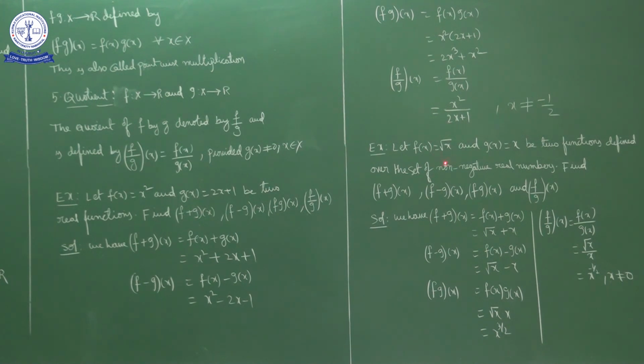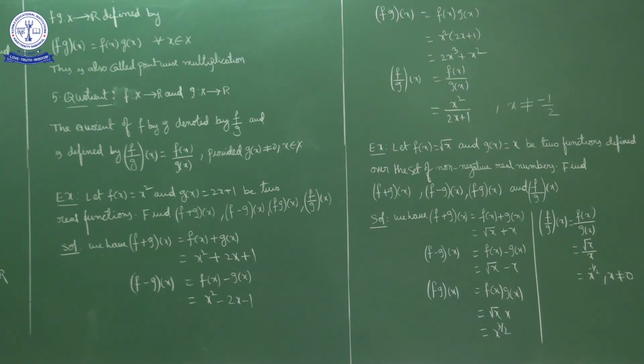So f of x is defined only for non-negative real numbers. It is not defined for all real numbers. F of x is not defined for all real numbers. It is defined only for non-negative real numbers. So f of x domain is non-negative real numbers. G of x domain is all real numbers.